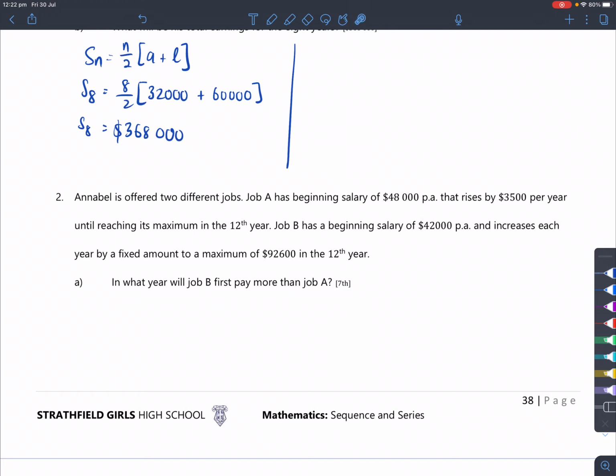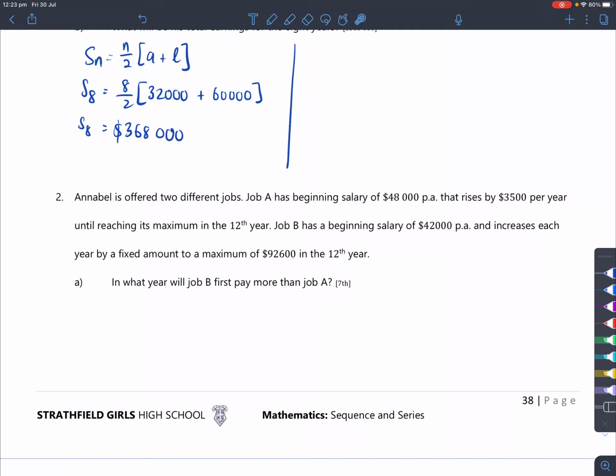Annabelle is offered two different jobs. Job A has a beginning salary of $48,000 that rises by $3,500 every year until reaching its maximum in the 12th year. Job B has a beginning salary of $42,000 and increases yearly by a fixed amount to a maximum of $92,600 in the 12th year. In what year will Job B first pay more than Job A?